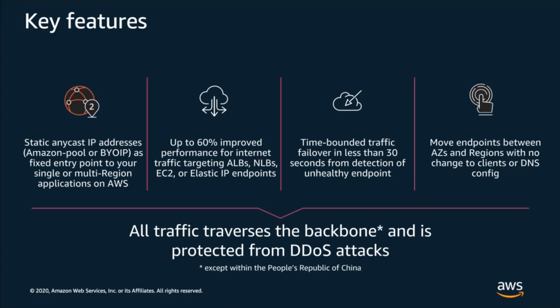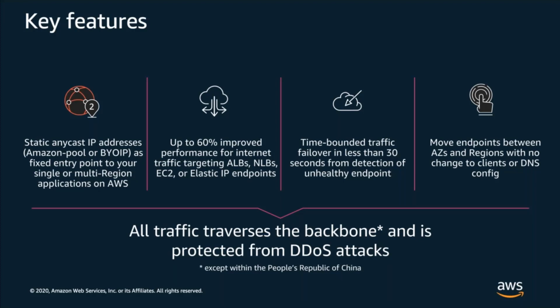The third benefit is traffic failover. In case your application is unavailable in an availability zone or in a region, within 30 seconds from the detection of your endpoint becoming unhealthy, Global Accelerator fails over new connections to the next closest endpoint, which could be in the same VPC or across the world in a different region. And this is time bounded, so it's not dependent and reliant on DNS and client caching configuration. It's time bounded at 30 seconds.